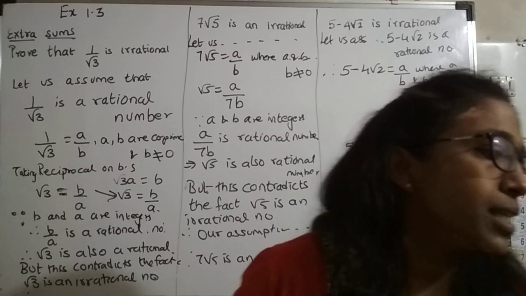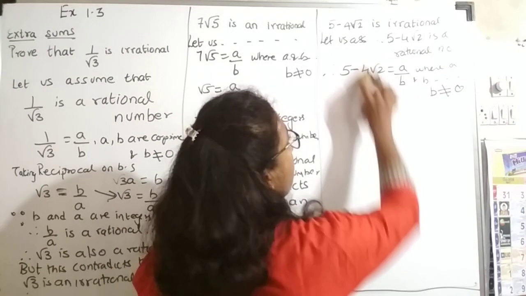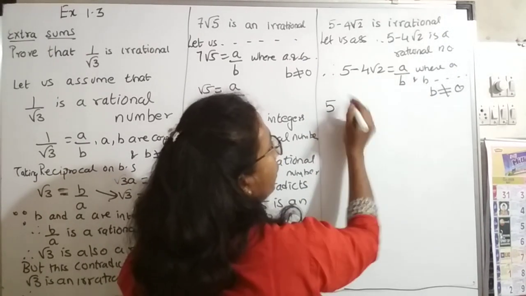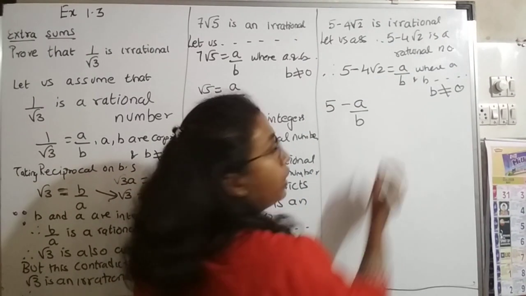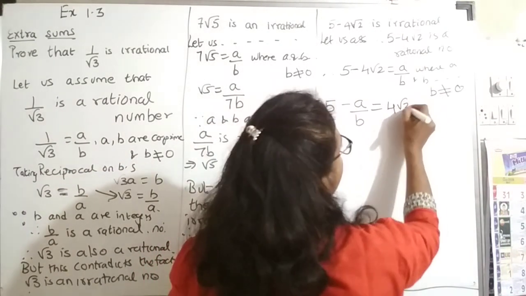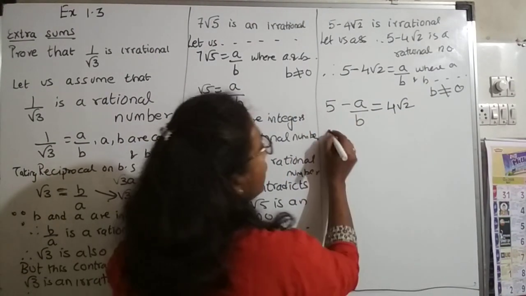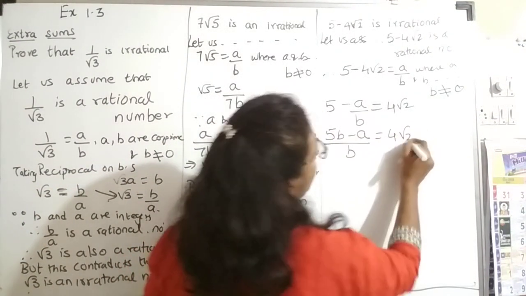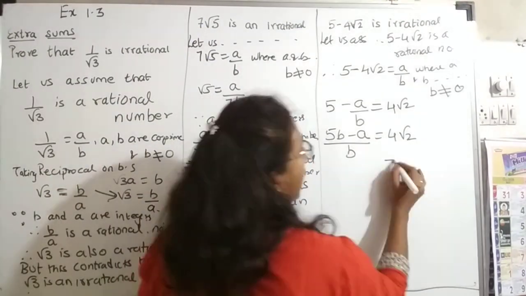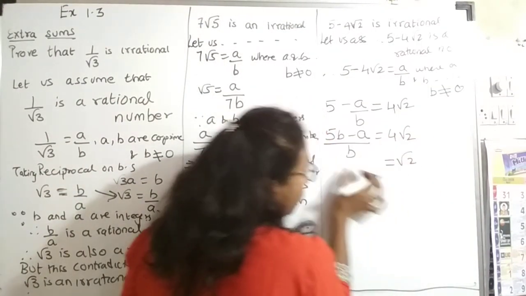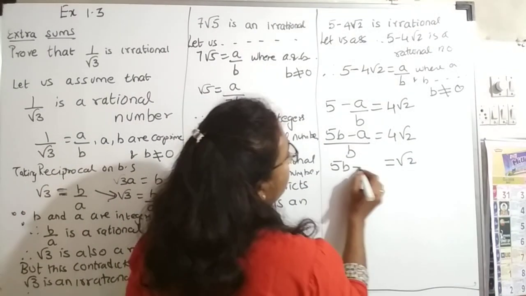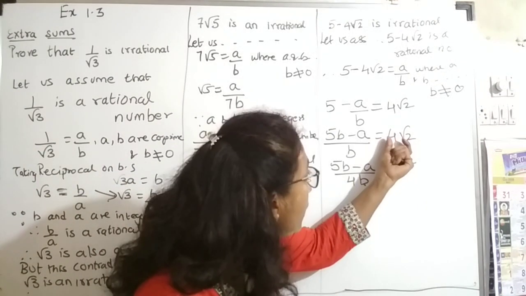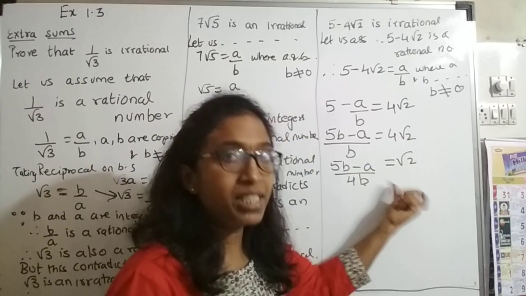But in this case, since our root term is negative, I will take minus 4 root 2 to that side so that it becomes positive. I'll bring a upon b to this side. So I'll get 5 minus a upon b equal to 4 root 2. Let me take LCM first. So I'll get 5b minus a upon b equal to 4 root 2. Now I want only root 2 here, so I'll keep the root. It is 4 into root 2, so the multiplication will become division. So I'll get 5b minus a upon 4b. Do you all agree? So here, root 2 remains in the RHS and all the numbers I have taken to the other side.